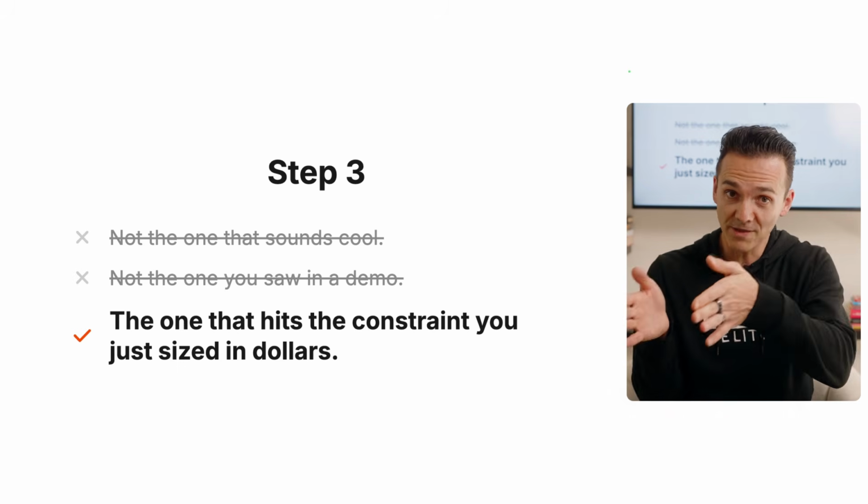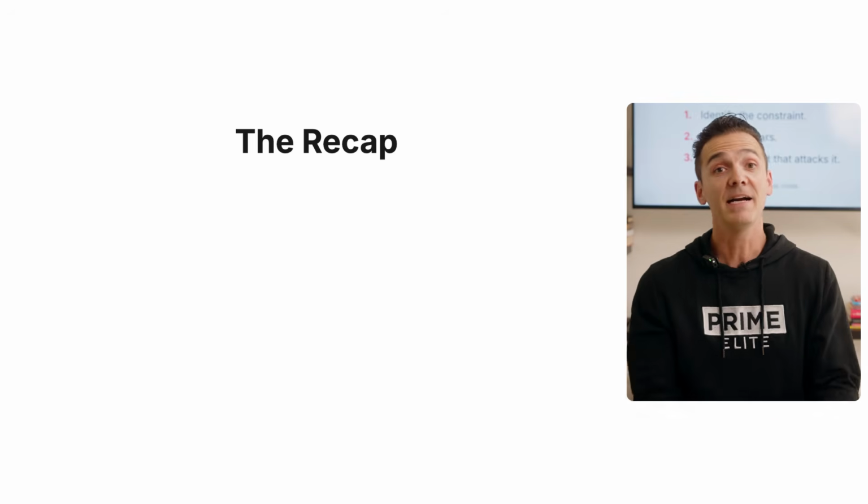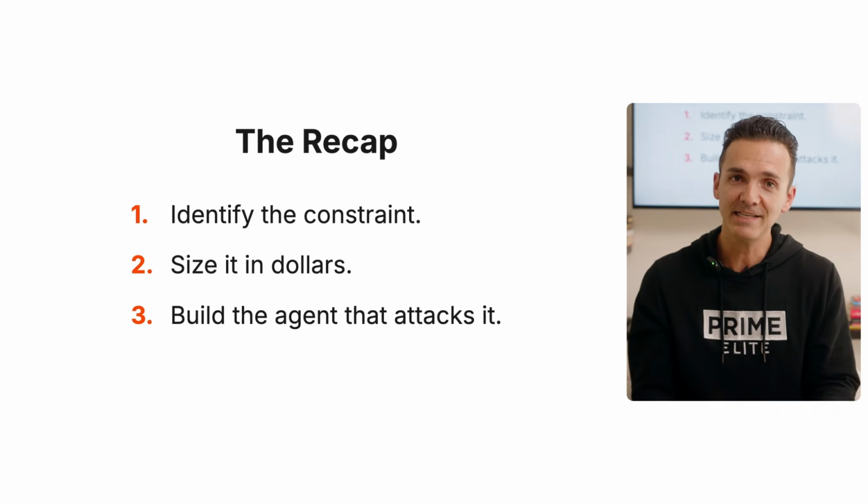Now you've got the diagnosis, now you've got the number, and you could point the tool at the problem and then go off and build. And that's the whole test. Identify the constraint, size it in dollars, build the agent that actually attacks it, and then everything else is noise. So let me show you what this looks like when someone runs the test and actually nails it.